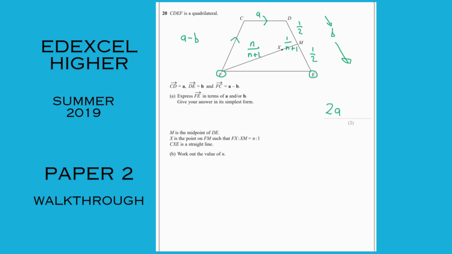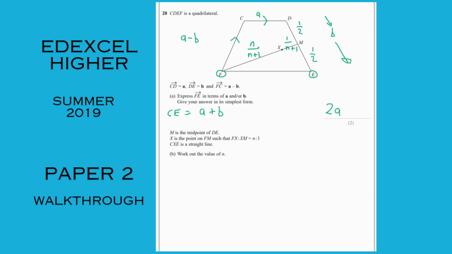So, next bit, now I've already done this, so I know it takes up a lot of room, so I'm going to pinch a bit of room up here. Let's first of all consider how we get from C to E. Because C to E, it tells you CXE is a straight line. That's not in question. So whatever C to E is, X has to be on that line. So we need C to E. And it's nice, it's just A plus B.